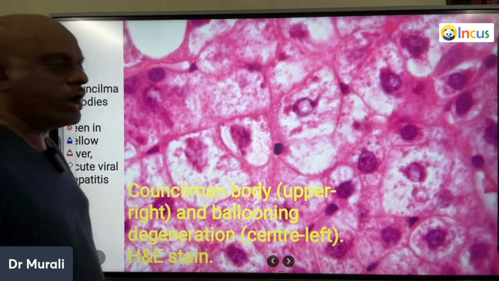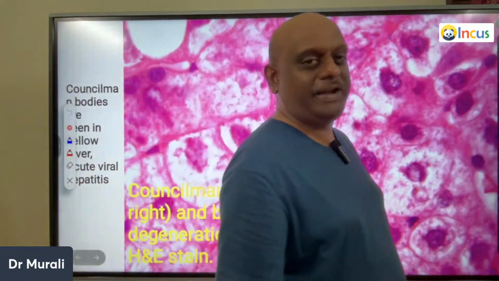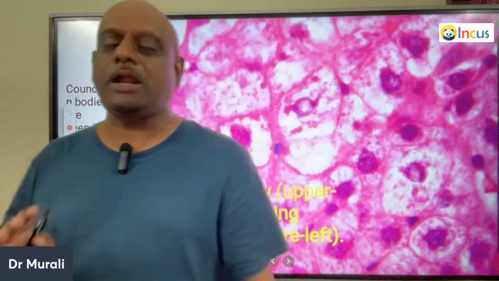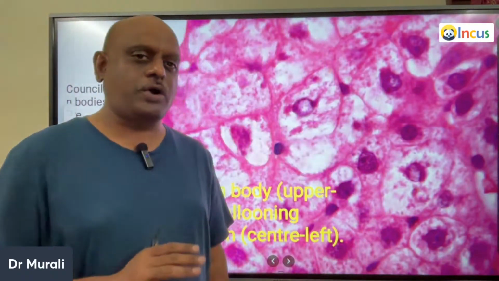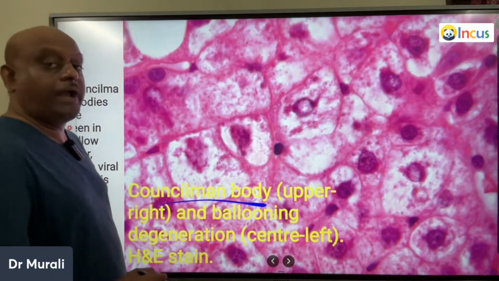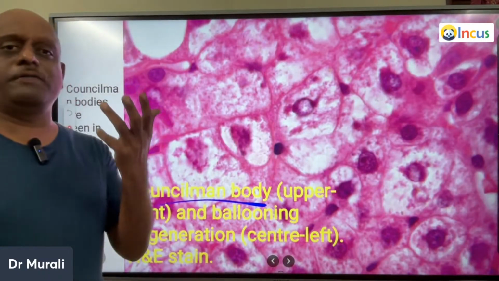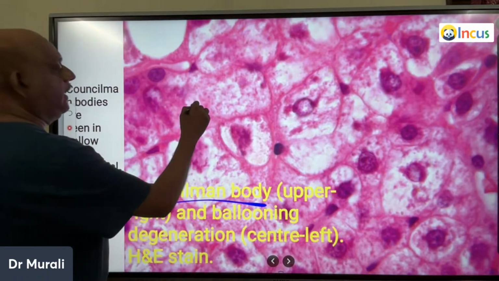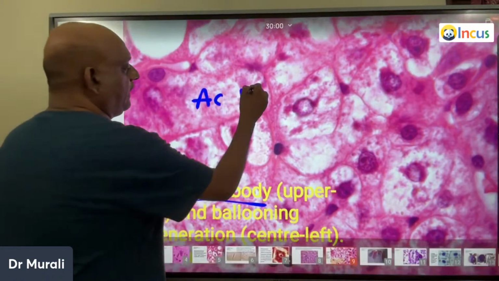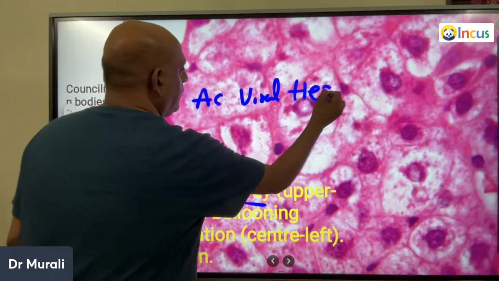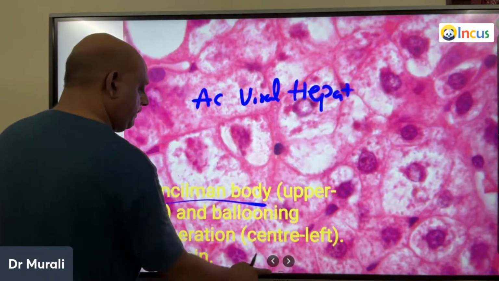Now, these are called Councilman bodies, very important. In tomorrow's exam, they will give you the histopathological picture of each of these bodies, which you should recognize. So the Councilman bodies, and you can see the ballooning of the hepatocyte, which is a classical feature you see in the case of acute viral hepatitis. Acute viral hepatitis is what you should remember.